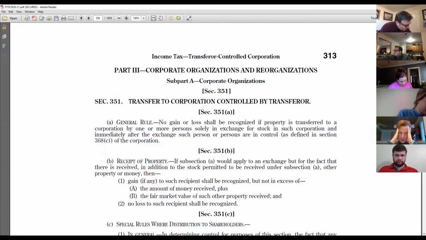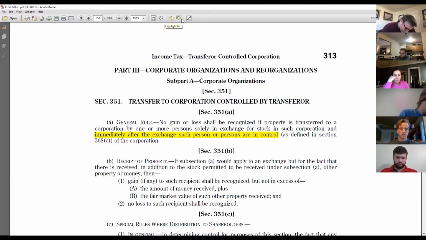But just a comparison, it says no gain or loss shall be recognized. Same type of thing if property is contributed to a corporation by one or more persons solely in exchange for stock. But we have this condition: immediately after the exchange, such person or persons are in control. So for corporate tax, when you contribute property to a corporation, you have a non-recognition rule, but it's contingent on the property transferors being in control of the corporation. And control is defined later on to be 80% or more of the corporation.